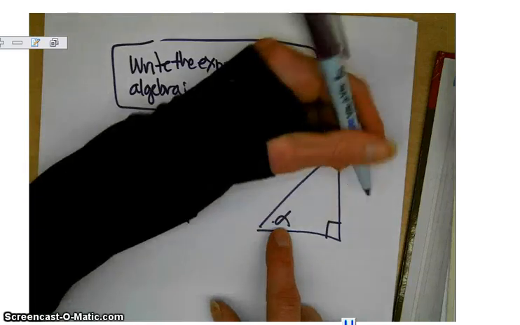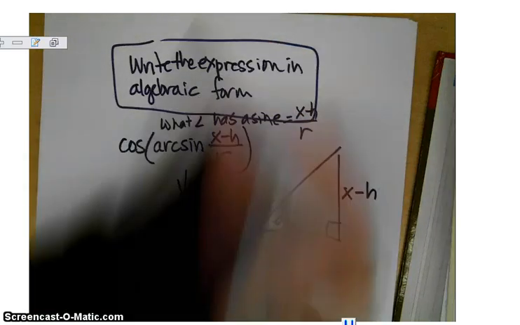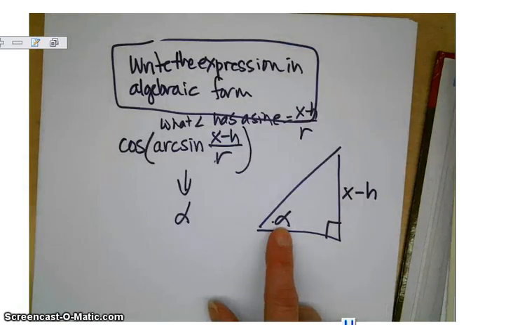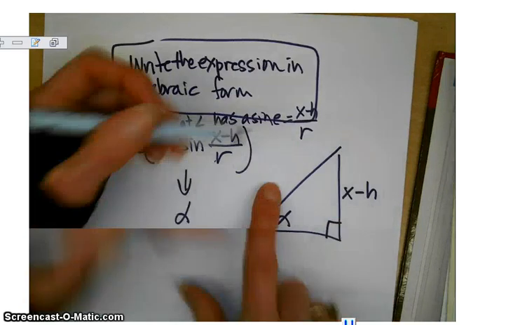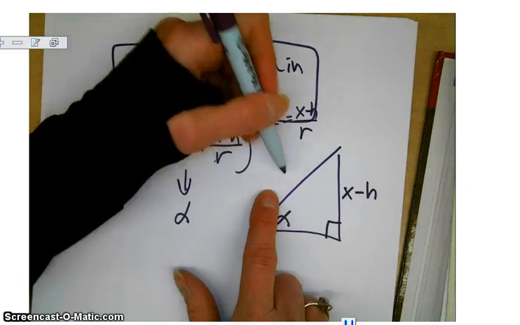Okay. So you never thought you'd be doing this in calculus today, did you? Remembering the basic trig functions? Here they are. Okay, so x minus h over r, the hypotenuse is r.